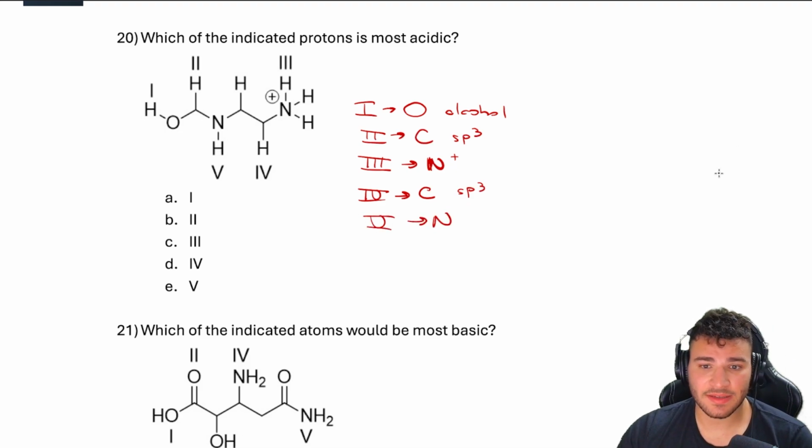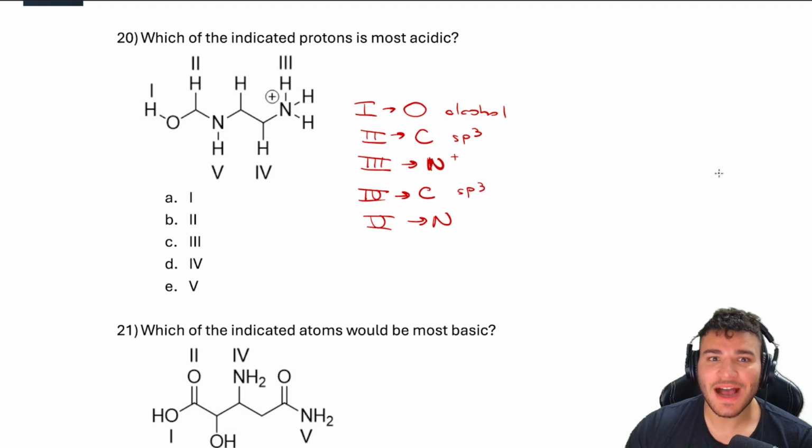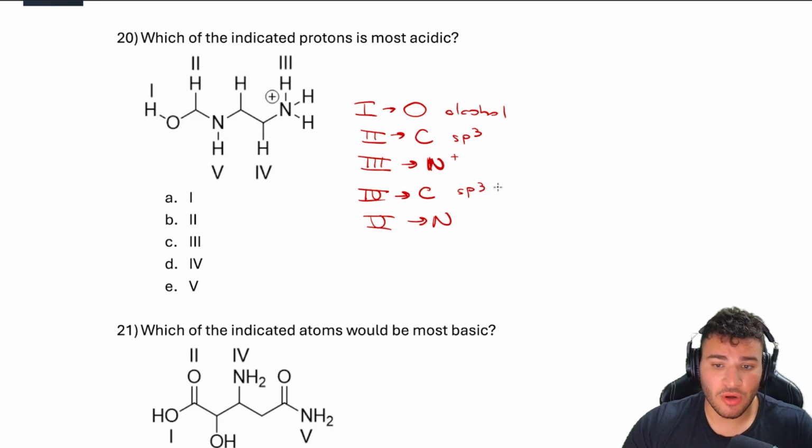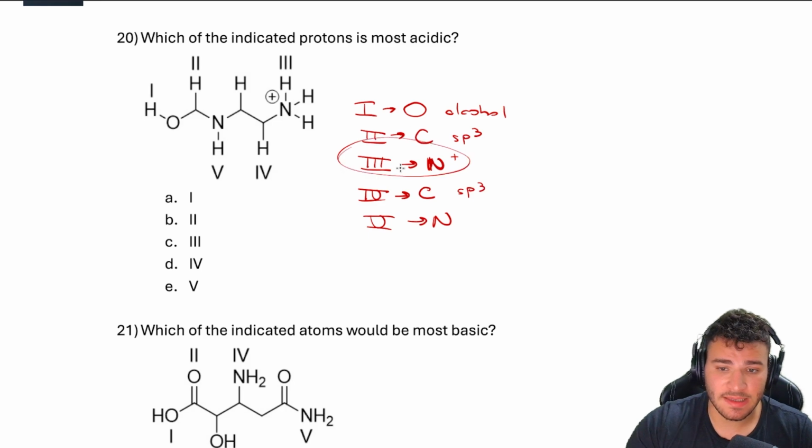And so you'd be tempted to answer proton 1. It's connected to an oxygen, right? But exceptions, positively charged nitrogens are stronger than alcohols, weaker than carboxylic acids. And so proton 3 is actually the most acidic, meaning that our answer is C.